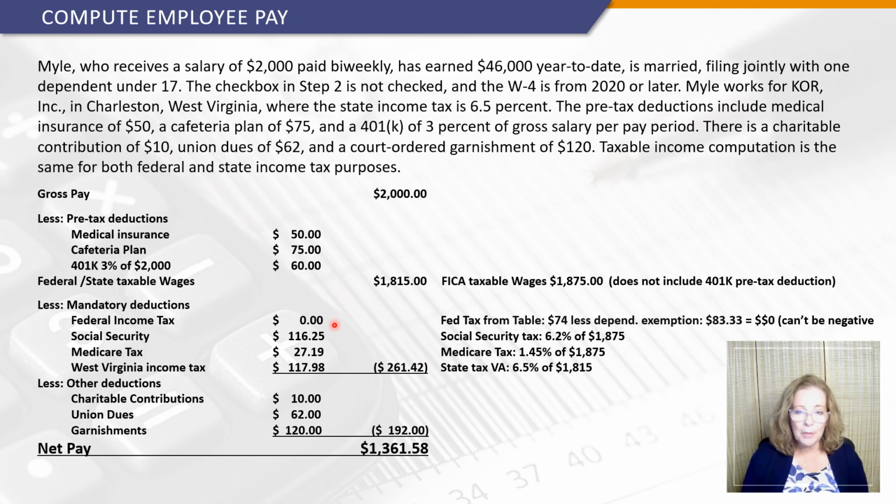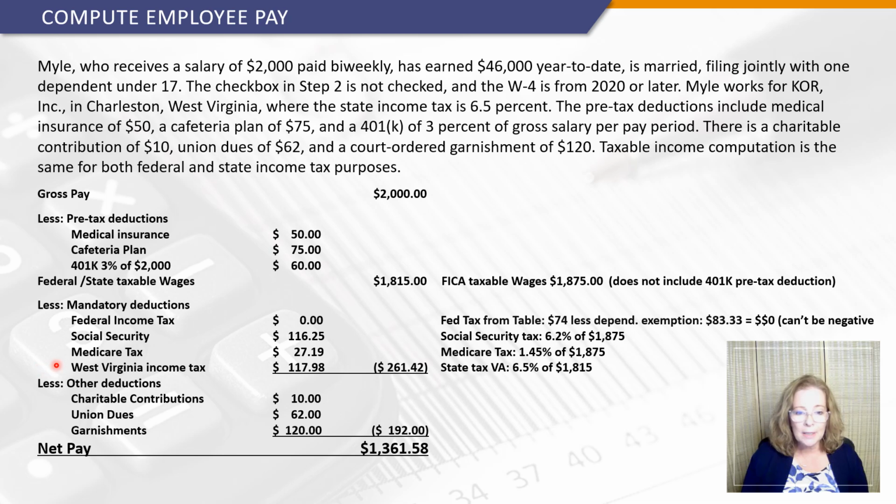Now that we figured out the federal taxes, we move on to the Social Security and Medicare tax, which we calculate by applying the Social Security tax percentage of 6.2% and the Medicare tax percentage of 1.45% to the FICA taxable wage of $1,875, for a Social Security tax of $116.25 and a Medicare tax of $27.19.